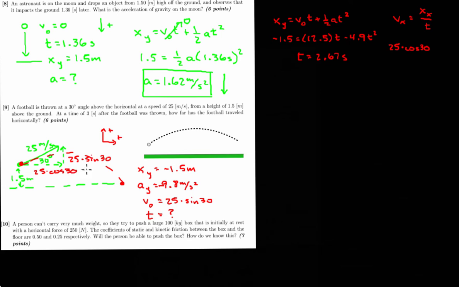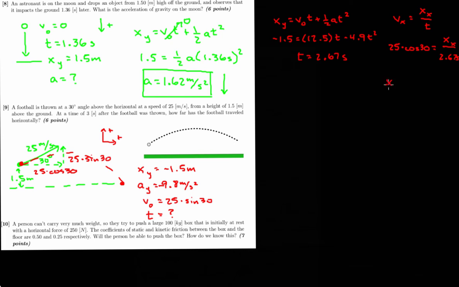That's cosine of 30 equals how far it went over how much time it was traveling, which is not 3 seconds. It's only 2.67 seconds. But you have to use that 2.67 seconds? Yeah, you have to use that, because for that other third of a second, it's not a projectile. So I can only apply this when it's a projectile.